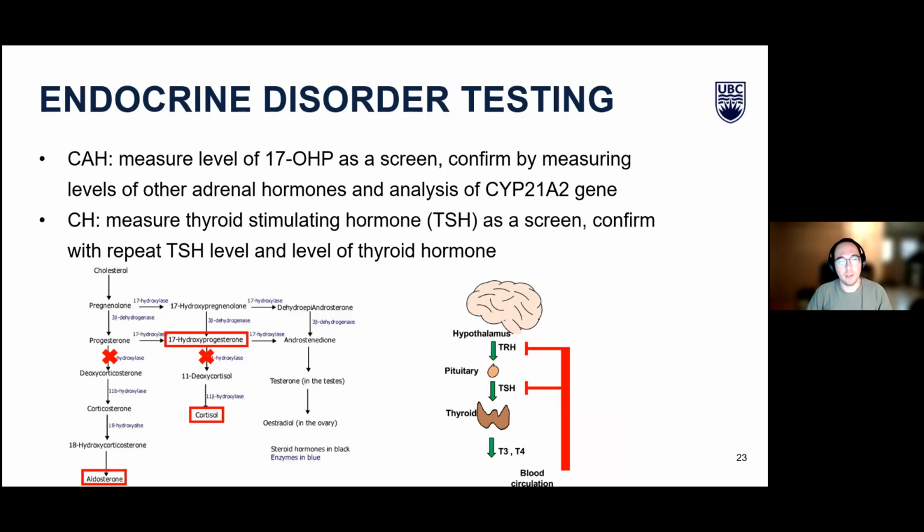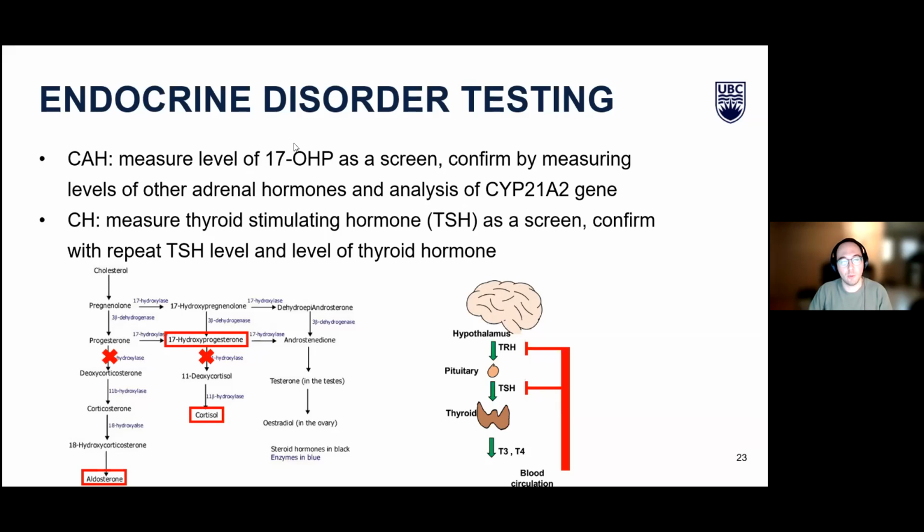So how do we test for these disorders? Well, for congenital adrenal hyperplasia, we're measuring a certain molecule, 17-OHP, also 17-hydroxyprogesterone. I know this is a bit of a complicated diagram here, but I'll just briefly cover the main things I want you to know about here. Within this whole big process, we're trying to produce aldosterone and cortisol, and essentially we can't get past these two points here. So we get a buildup of this molecule, 17-hydroxyprogesterone.